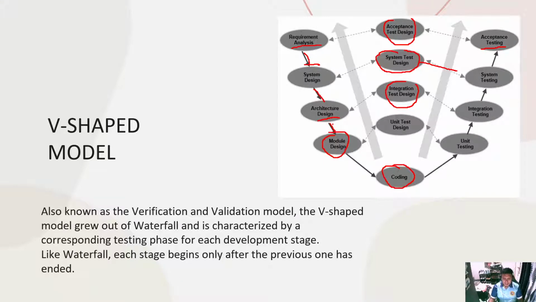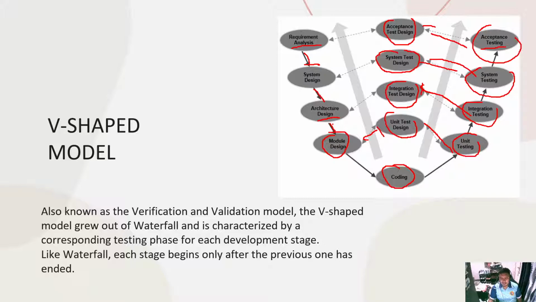So there will be a unit test design for every module. Once you now code your design, there will be a unit test design. If you go to integration testing, there will be a verification or validation for integration testing. Once you have system testing, you also have a verification system test design. And we also have the acceptance testing that is based on the acceptance test design. So everything is working, having a validation and verification for this model.